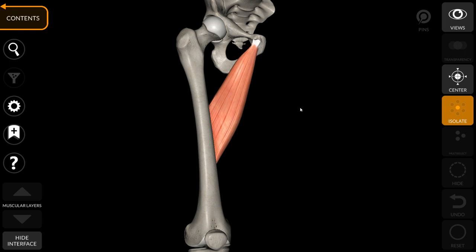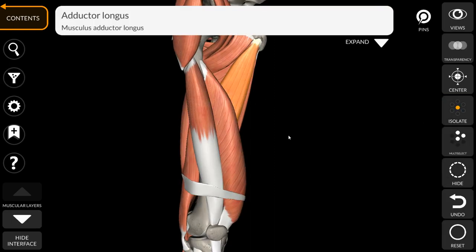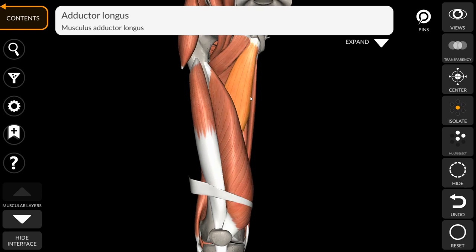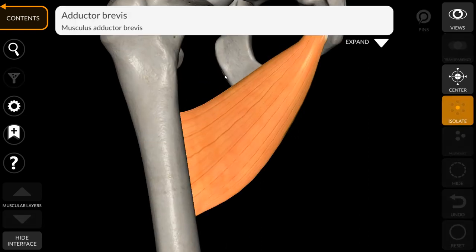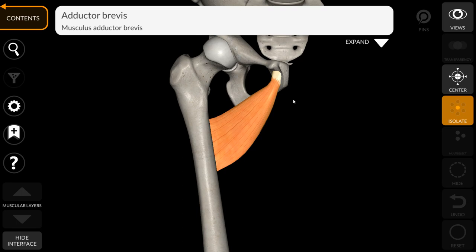So the next one is, class, deep to your adductor longus, and this muscle is a bit short. That's what we call the adductor brevis. So this is the adductor brevis actually. It's a deep muscle to your adductor longus, and it's a bit short, right?